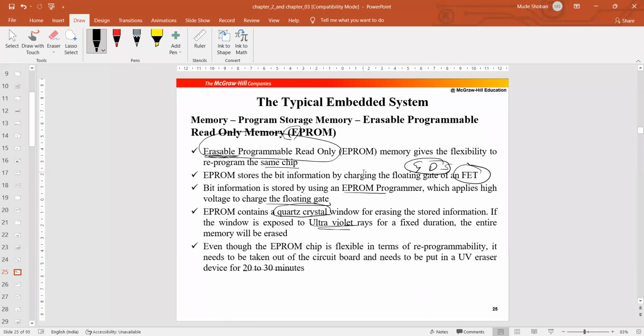And the last line is, even though the EPROM chip is flexible in terms of reprogrammability, it needs to be taken out of the circuit board and put in a UV eraser device for 20 to 30 minutes to erase the content. You might experience that when we copy a larger file, copying itself will take some time. And when you put it in another file, if the amount of data is more, it can take time for loading also, right? 1 minute or 2 minutes, depending on the size of the memory.